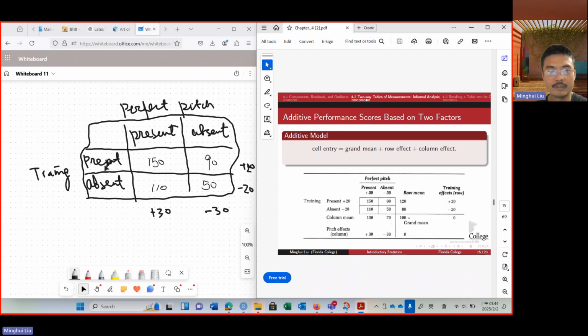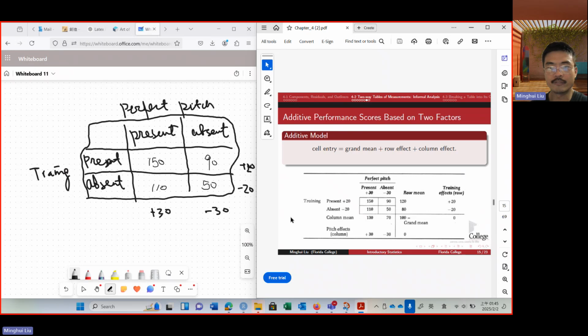You see here, the first row effect is plus 20. So this is 20 on average. With the training, we'll add 20 points to the score. And the second row effect is negative 20. So without the training, that will subtract 20 points from the score. The first column effect is plus 30 with the perfect pitch; we're going to add 30 points to the score. And the second column has the column effect negative 30.